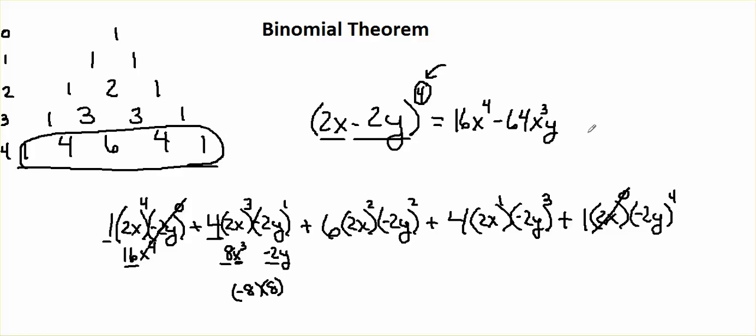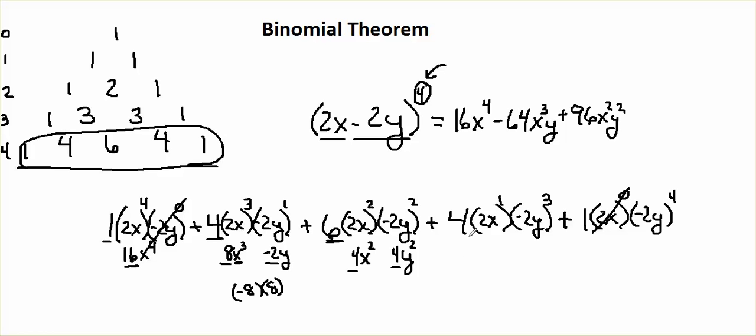Now for our third term, again we're going to have three numbers to multiply this. Let's go ahead and square 2x. So 2 squared is 4 and x squared is x squared. Let's go ahead and square negative 2y. Negative 2 times negative 2 is 4, and then y squared. We have these three numbers to multiply. So 6 times 4 is 24. 24 times 4 is 96. And then our variables will be x squared and y squared.